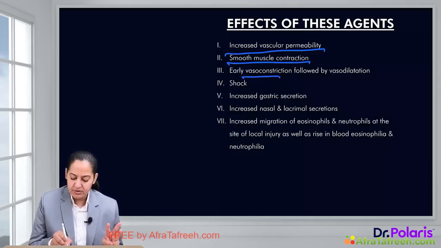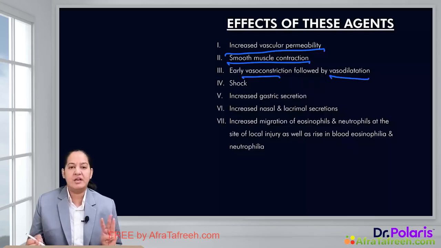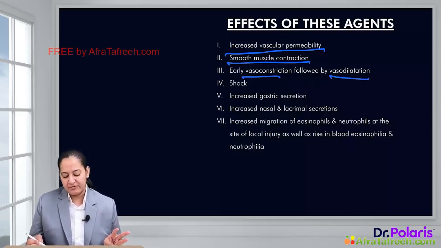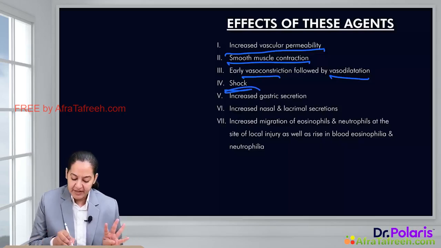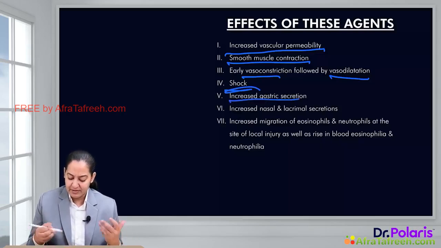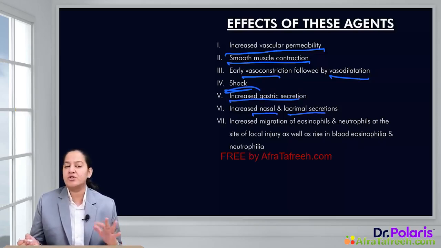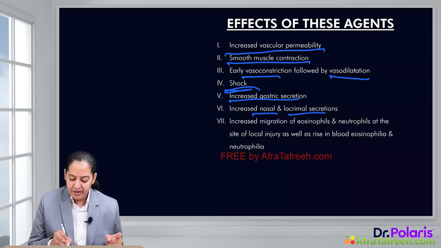They cause early vasoconstriction followed by vasodilatation. So, initially vasoconstriction is there, so initially BP will rise and after that BP will fall. So, due to fall of BP, patient can go in shock. After that, they can cause increased gastric secretion, increased nasal secretion, increased lacrimal secretion, increased secretion from all glands of the human body, and increased migration of eosinophil and neutrophil at the site of the local injury.